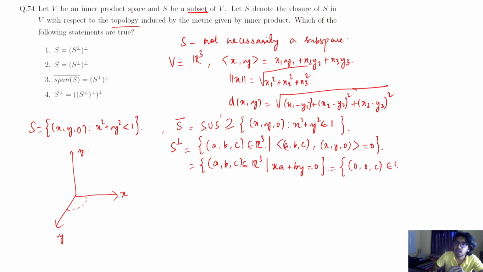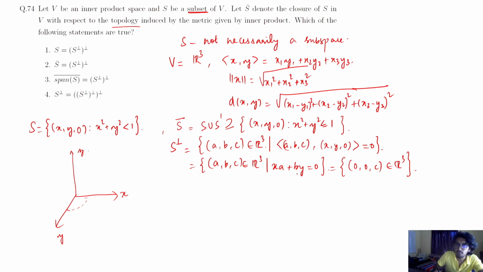In that case, if you choose X and Y equal, then your A can be equal to minus B, but it is not always the case. For all X and Y, if it has to be 0, it will force your A and B to be 0. So in that case, you must have only C in it. So this is the orthogonal complement.